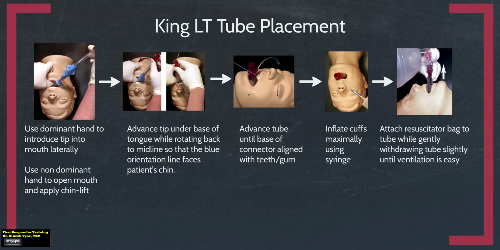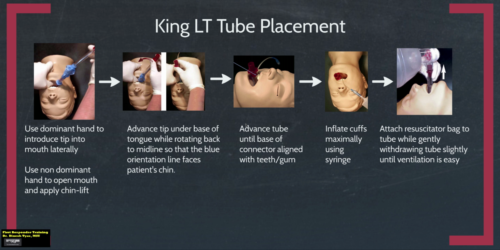Here is another view of King LT tube placement. Use your dominant hand to introduce the tip into the mouth laterally. Use your non-dominant hand to open the mouth and apply chin lift. You will advance the tip under the base of the tongue while rotating back to midline so that the blue orientation line faces the patient's chin.